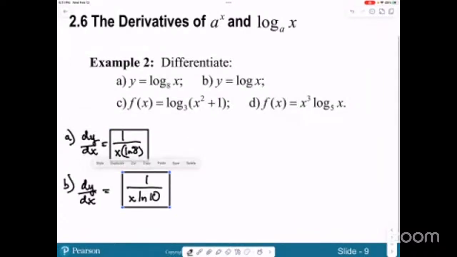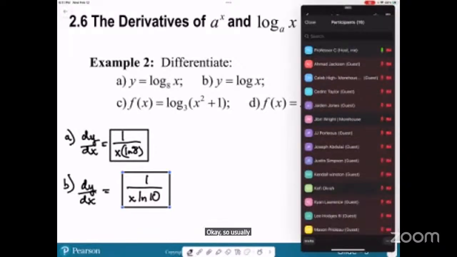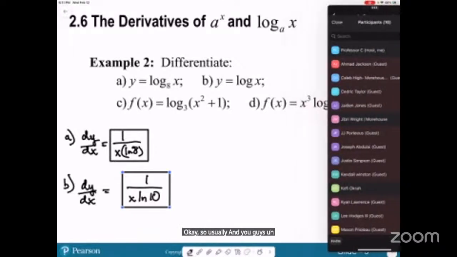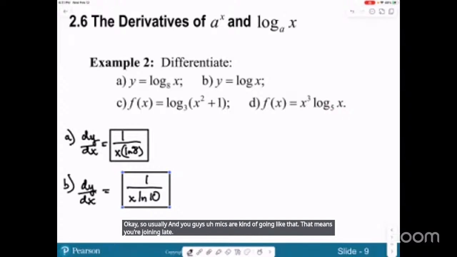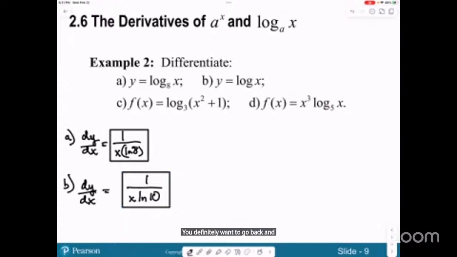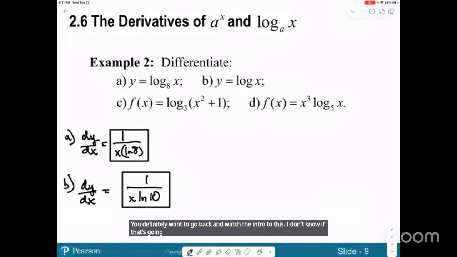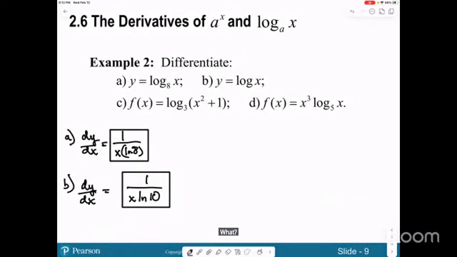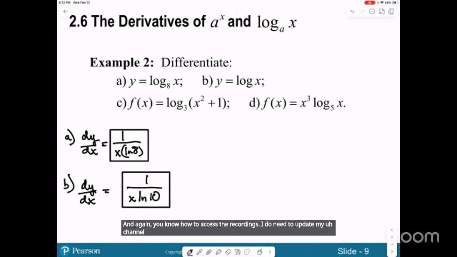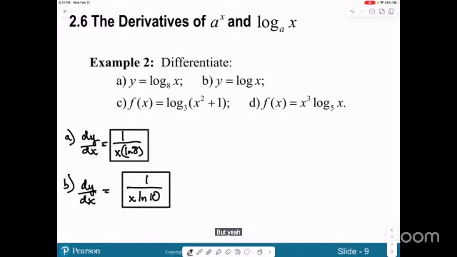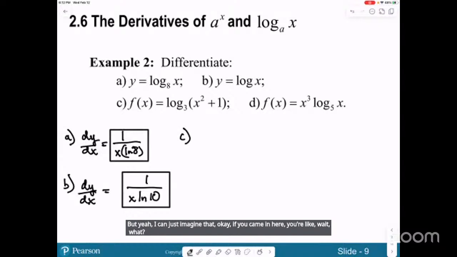Okay, so usually when you guys' mics are kind of going like that, that means you're joining late. You definitely want to go back and watch the intro to this. I don't know if that's going to help at all, but I can imagine coming in at this point, it would be like, what? But I get it. Life happens, so it's okay. Don't worry about it. And again, you know how to access the recordings. I do need to update my channel, organize it a little bit better. But yeah, I can just imagine if you came in here, you're like, wait, what? But you know, the recording is there.